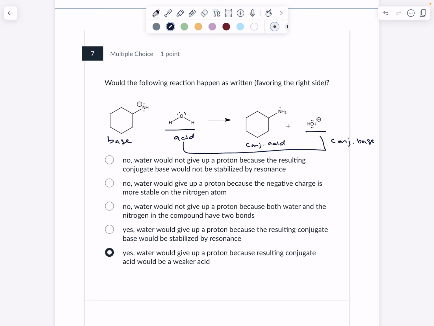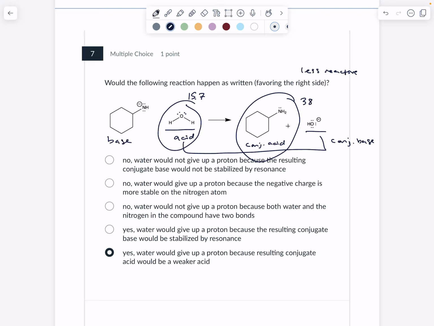I know that reactions always favor the less reactive sides, right? So the more stable is going to be the product. So we can quickly do that by comparing pKa. So we have our acid here and our conjugate acid here. Our acid of water, the pKa is 15.7, and the acid of an amine, the pKa is around 38.